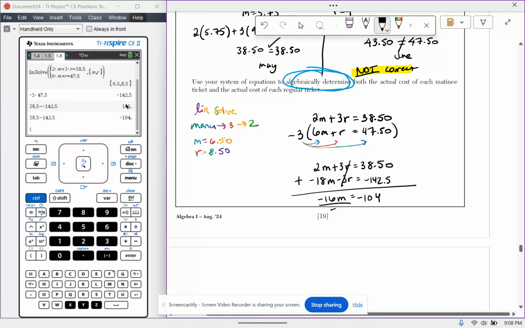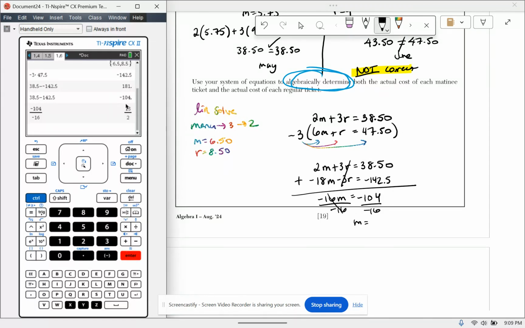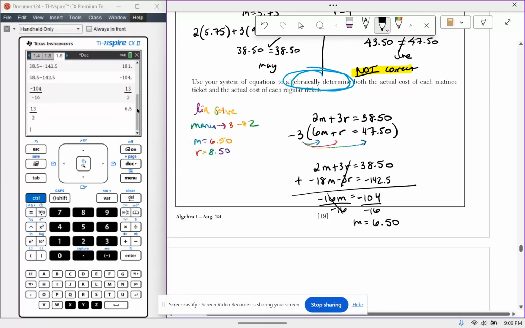So now I'm going to divide both sides by -16. And I get 13/2, but I'm talking about money, so I want it to be a decimal. So I've got 650. Okay. And then now I need to find r, so I'm just going to plug it back into an original, one that you have not multiplied by anything.